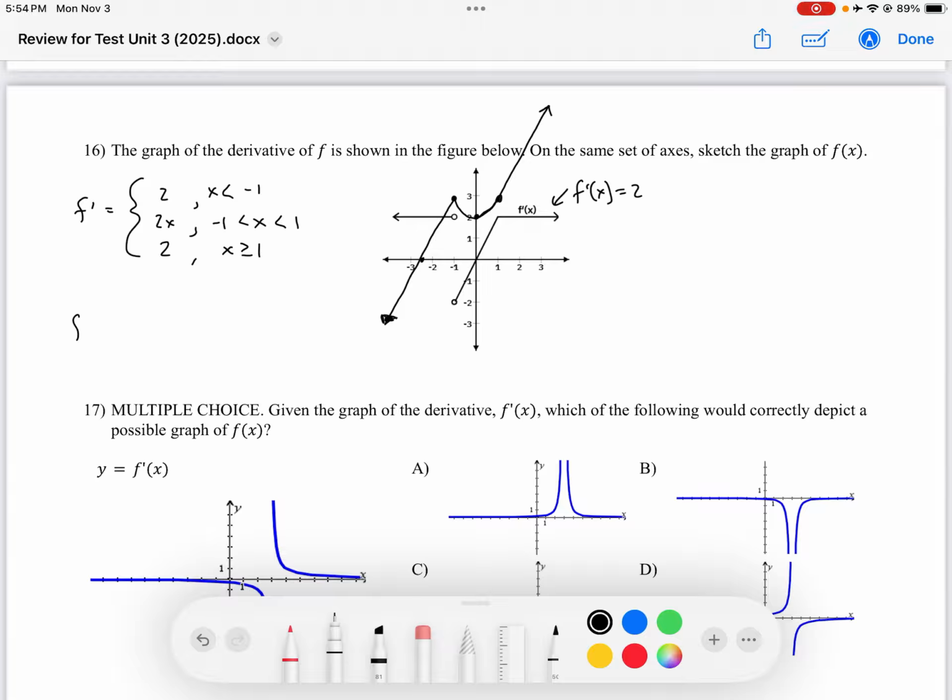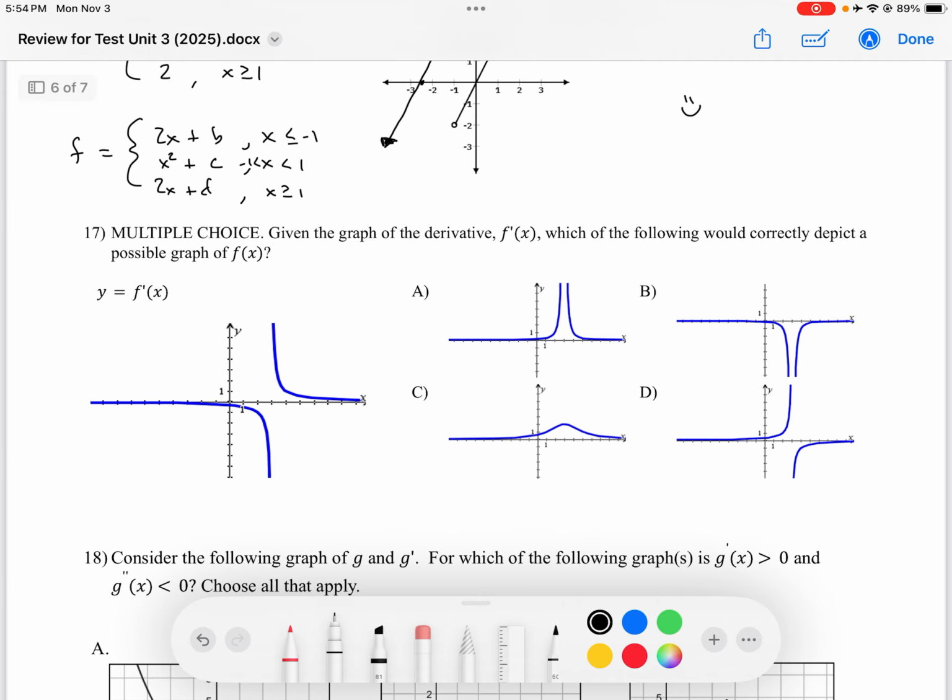So that means my original function should be something like 2x plus b. I don't know what the b value is for x less than or equal to -1. x squared plus, I don't know, c for -1 less than x less than 1. And then 2x plus d for x greater than or equal to 1, right? I don't know what those constants are. I just kind of made it so that they meet. But that is a challenging problem. Yeah, I like that one.